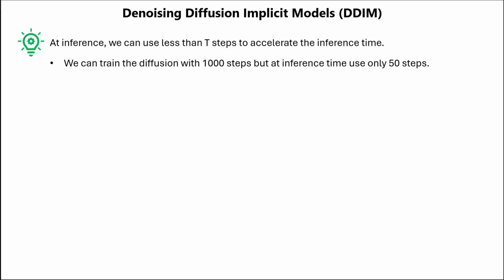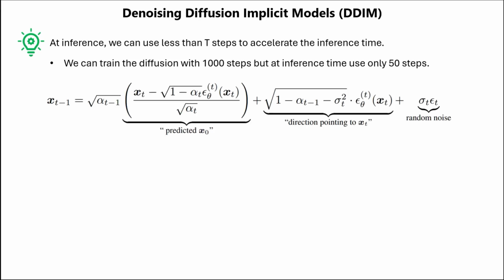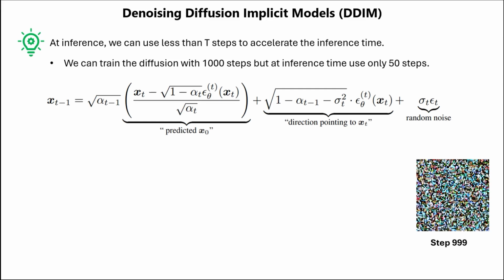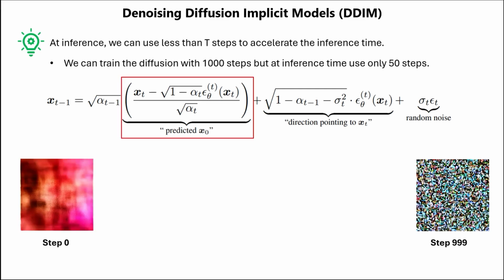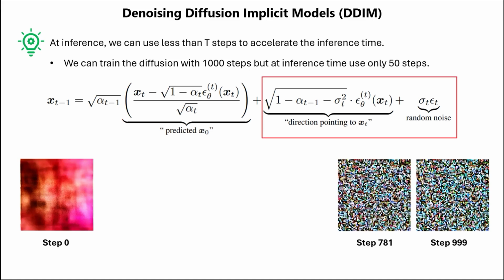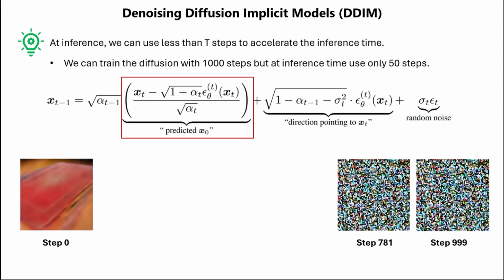And just to visually show you how, let's revisit the sampling formula. At inference, we start at step 999, that is a random Gaussian noise with zero mean and unit variance, and then we predict x0 using a single step. That is quite garbage, as you see. And then we add noise with less intensity to reach some step in the middle, not necessarily one step earlier, but a huge jump to 781.